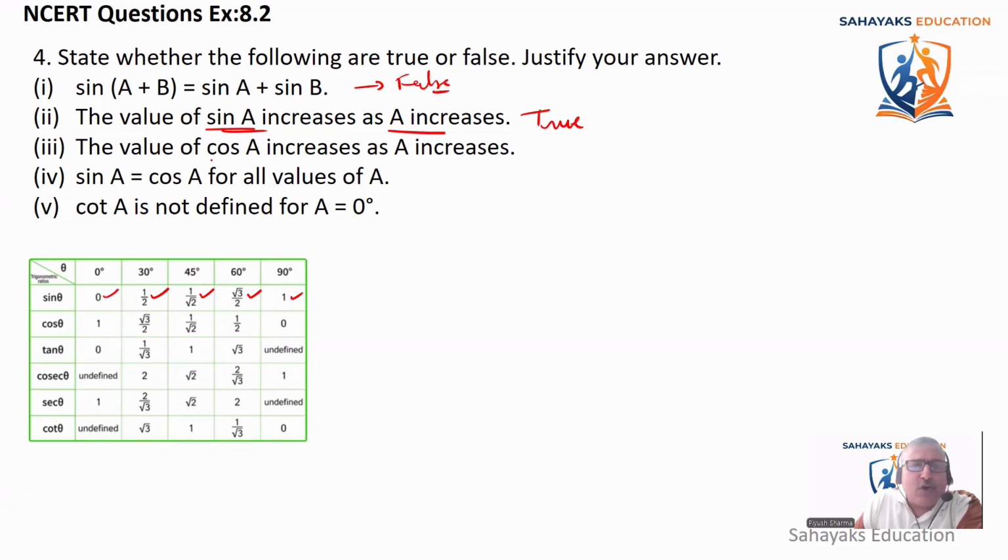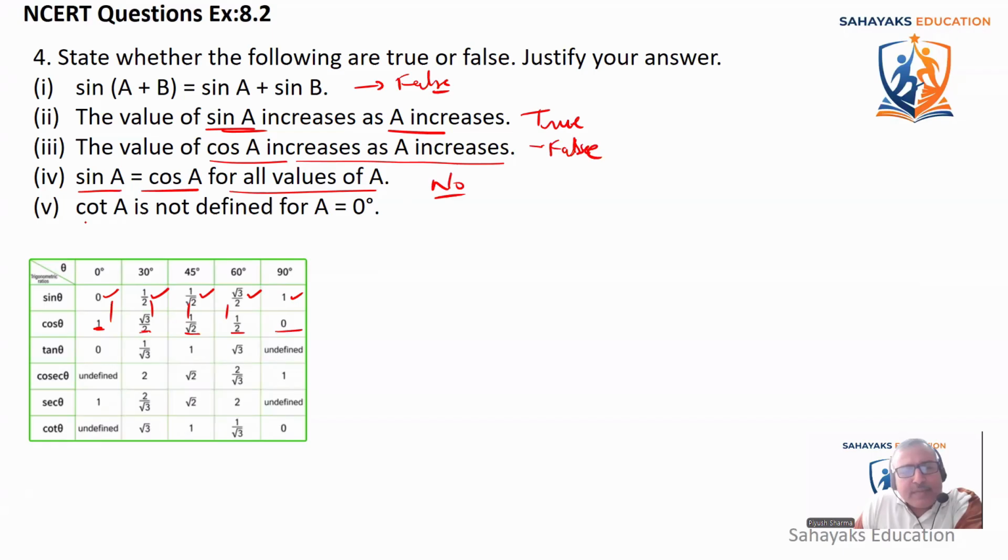Then comes: the value of cos A increases as A increases. See the cos A values: it starts from 1 and reduces to root 3 by 2, then 1 by root 2, then 1 by 2, and then 0. So basically the value is declining. So this statement is false. Then, sin A is equal to cos A for all values of A. Is it the same? No. We can see it directly from the table. So many questions can be answered directly.